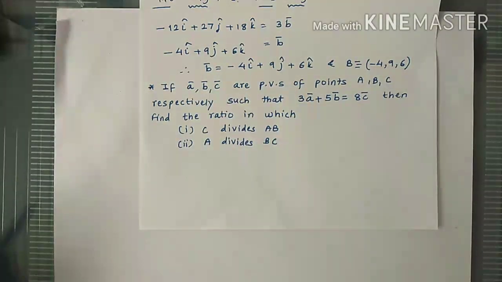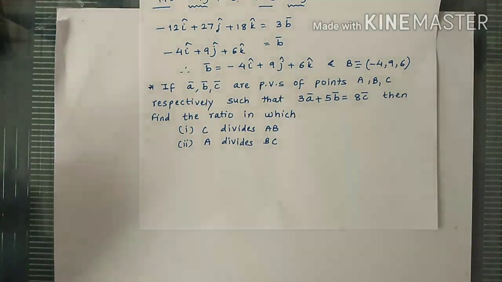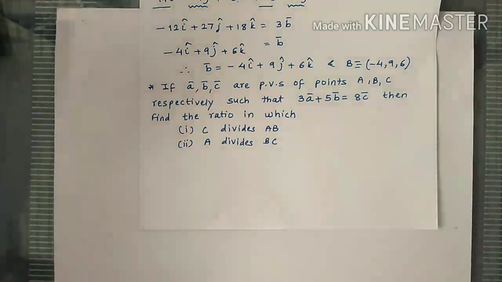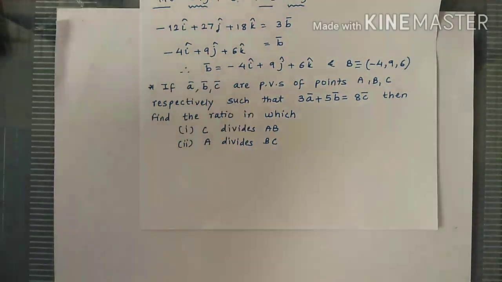Now let's consider this question. If a bar, b bar, c bar are position vectors of points A, B and C respectively, such that 3a bar plus 5b bar equals 8c bar, then find the ratio in which C divides AB and A divides BC. So in the previous question the ratio was given, and here we have to find the ratio in which the point C divides AB. So for that let's study the section formula again, and then let's solve this question.